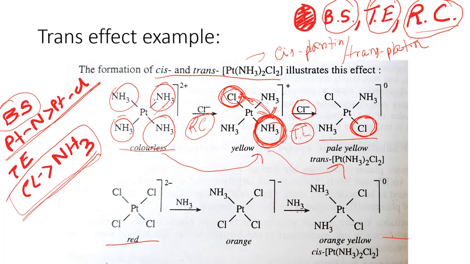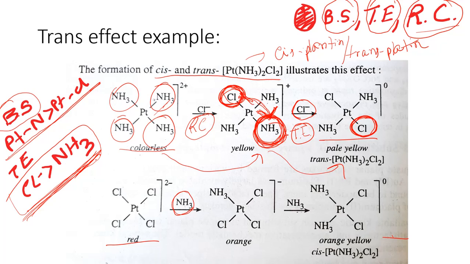Why? Because the ammonia being released is completely trans to this chlorine, and the chlorine has a greater trans effect than ammonia. So this chlorine tries to release or replace this ammonia due to its greater trans effect than the NH3 ligand. Therefore it will replace the NH3 ligand with one of the chlorines, and the trans platinum would be formed.